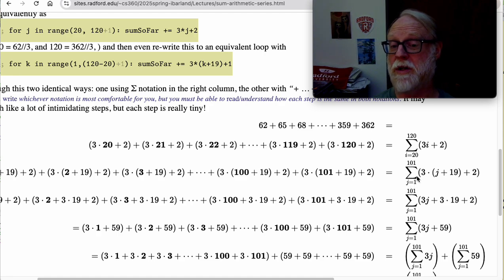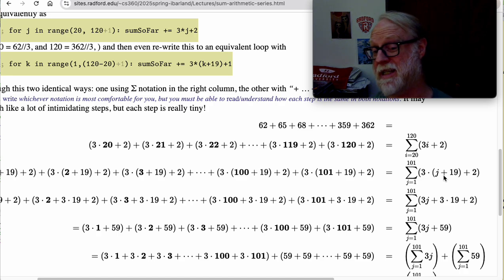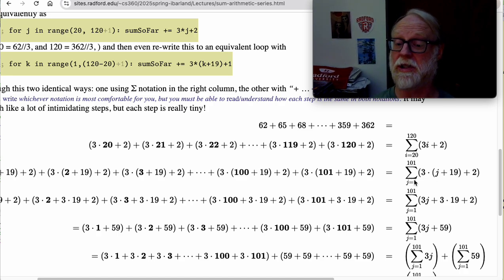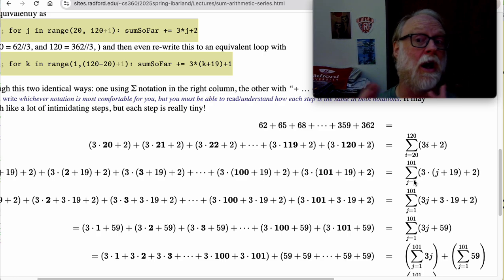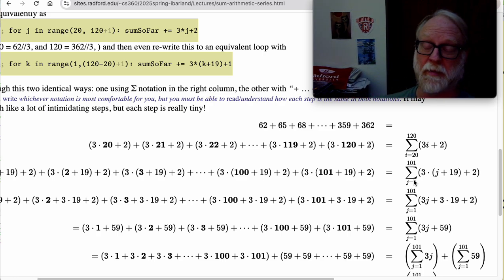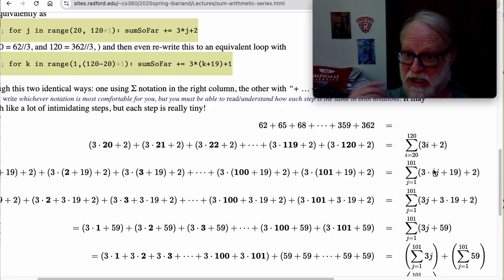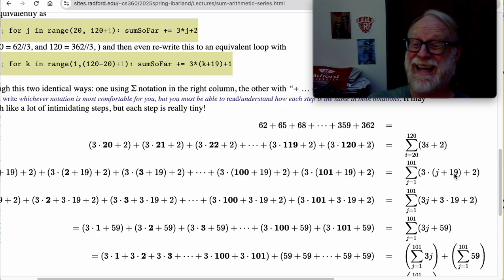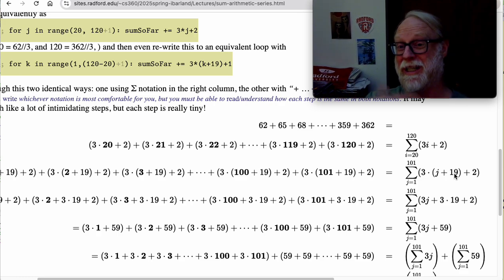J goes from 1 to 101, and what I'm adding up is j plus 19. But now I have a sum that looks like 1 up through an upper bound. Looks like we're on track for getting our formula. Of course, the thing inside here is not just j, but the only thing that's not j in here is going to be constant factors and constant additive amounts. So we're going to take care of that.